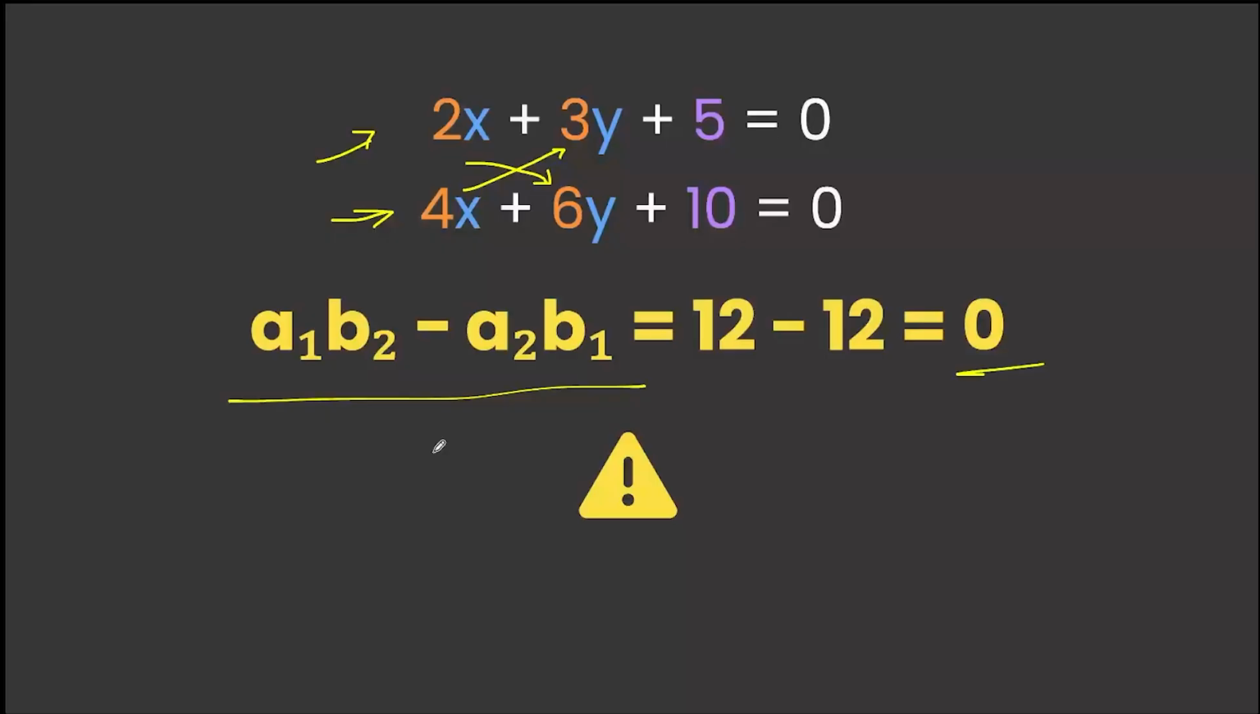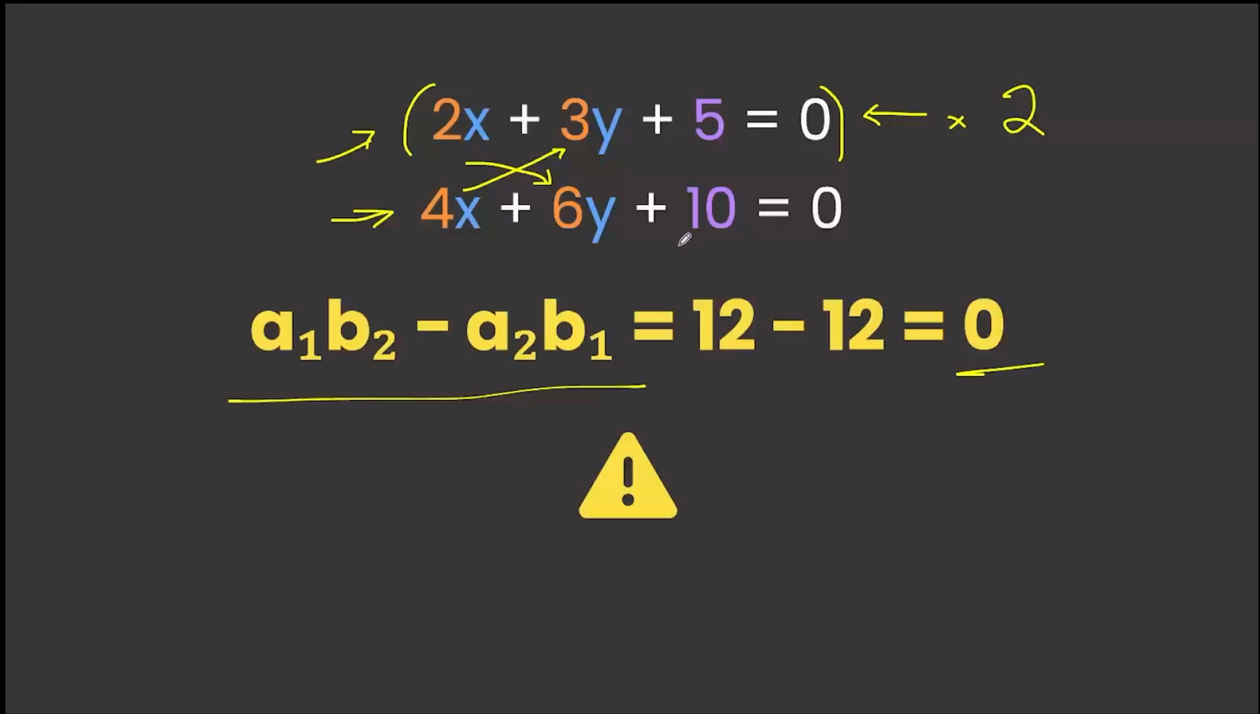So why does that happen? Because in this case, if you notice carefully, these two are actually the same lines. If you multiply this entire thing by 2, you will end up with the second line. So this means they're actually coincident lines. So the same lines written in a different way, right?